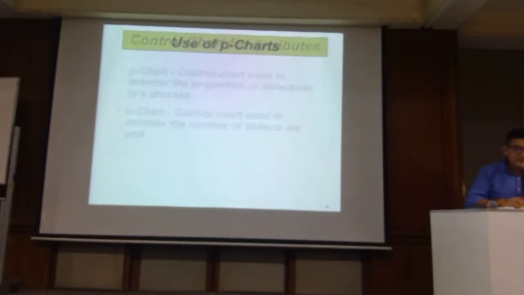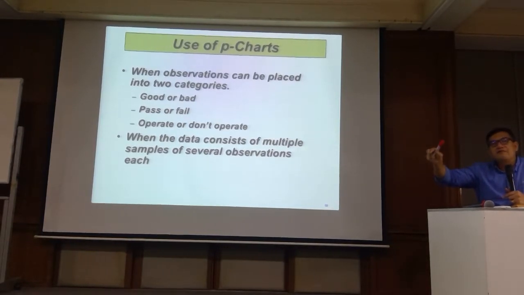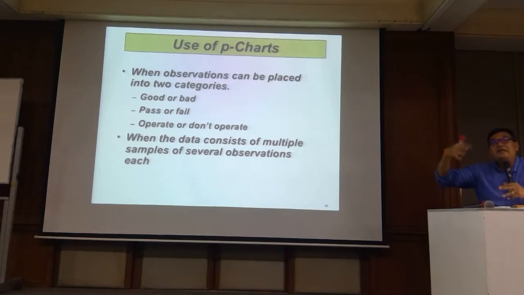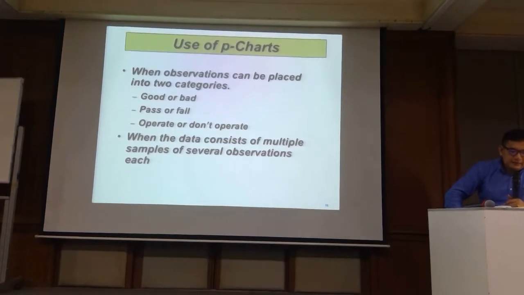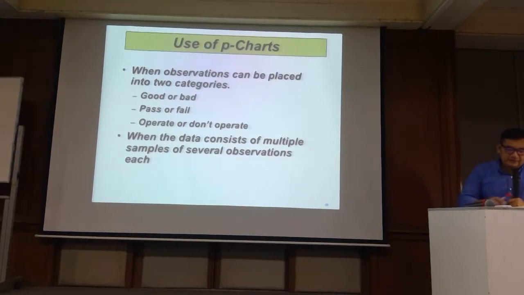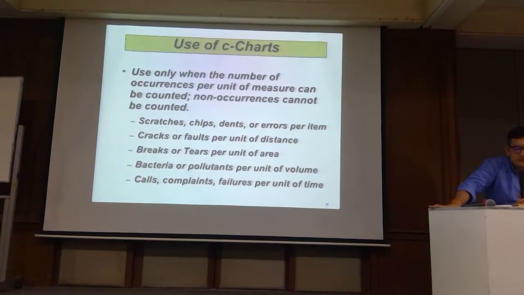So my point is that when you use a P chart, you need to sample the output of the process big enough. Normally it's 50 or more, right? 100, 200, 300, something like that. And for the C chart, as I said, it measures the number of defects per unit.